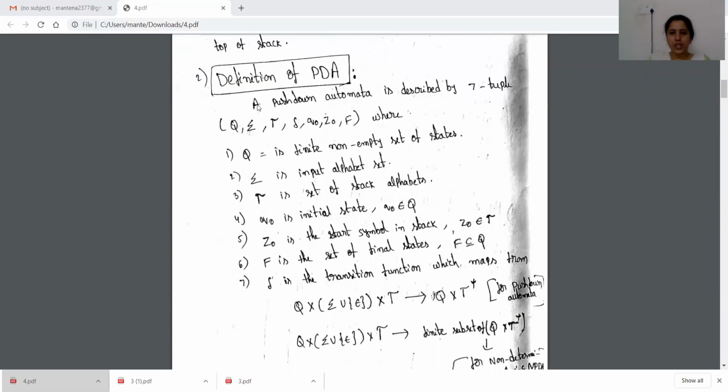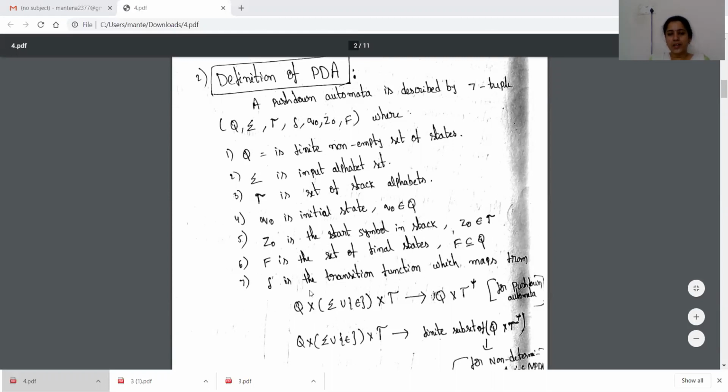The definition of pushdown automata is a 7-tuple which contains Q, sigma, tau, delta, q naught, Z naught, F, where Q is the set of states, sigma is the set of input alphabets and tau is the set of stack alphabets. So the alphabets we push and pop from the stack are listed in tau. q naught is the initial state and Z naught is the starting symbol in the stack. So initially we push Z naught into the stack. F is the set of final states and delta is the transition function.